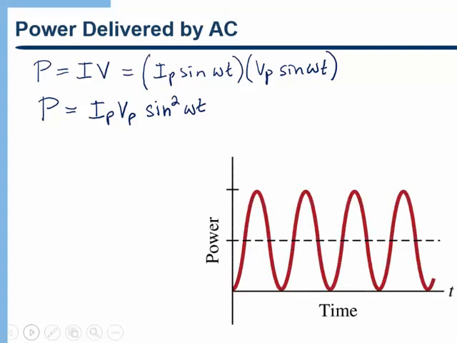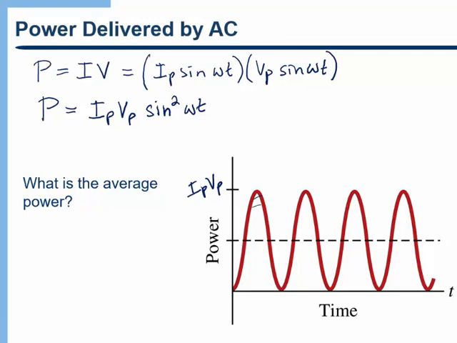Well, here would be the power. In other words, here's peak current, peak voltage versus time. And what we want to understand is, what is the average power delivered by that? Well, you'll notice that for every peak above this line, there is an equivalent missing piece here. And so pretty quickly you can understand that the average power delivered by an AC voltage is simply 1/2 the peak current times the peak voltage.